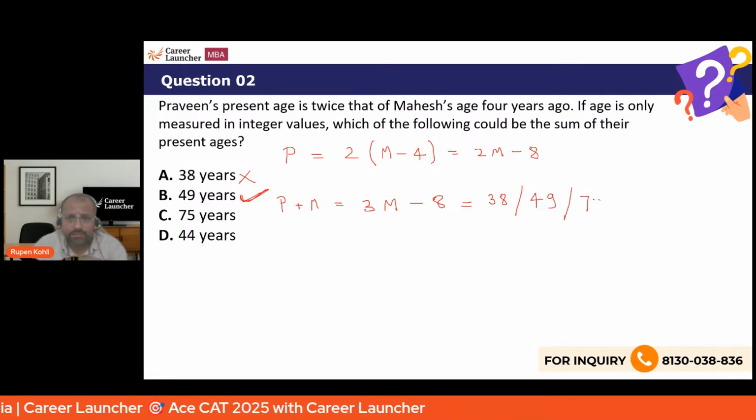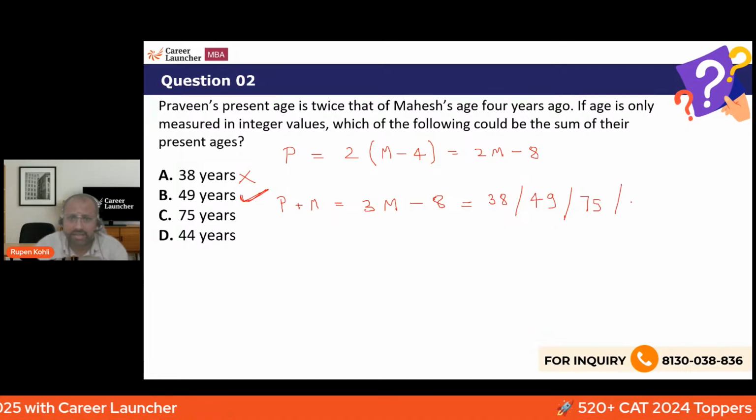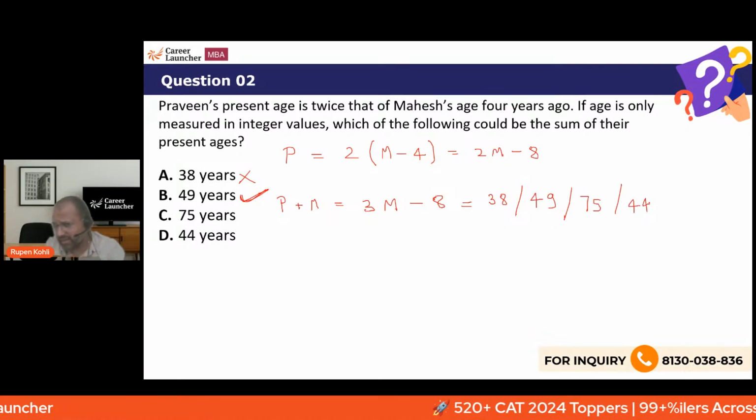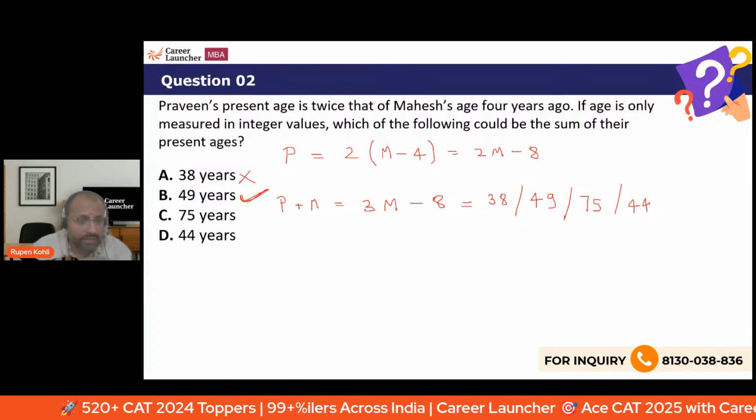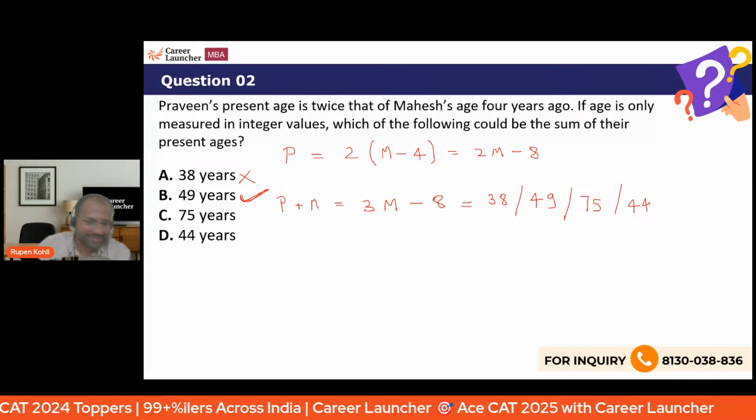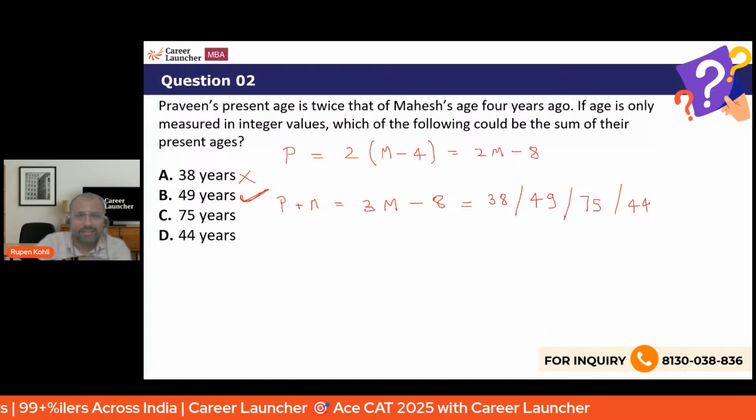then 75 plus 8 is 83, not a multiple of 3. If I put it as 44, 44 plus 8 is again 52, not a multiple of 3, right? That's why 49 works. Yes, Parth, very nice. B is the correct choice. All right, good.